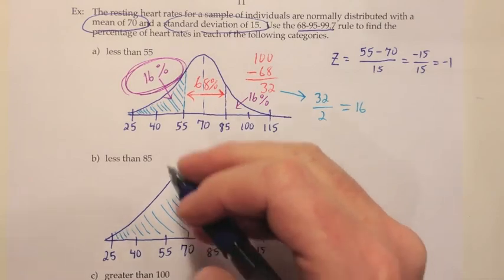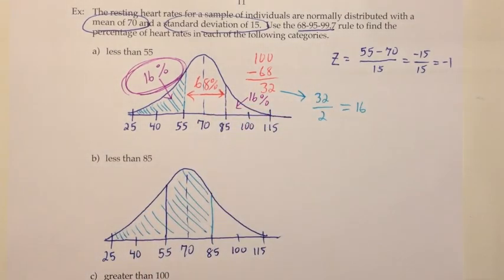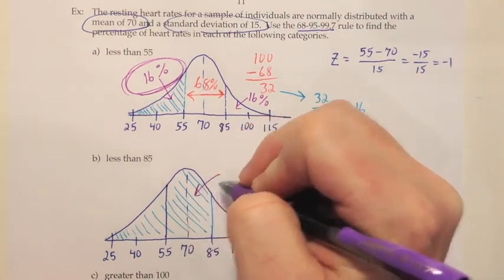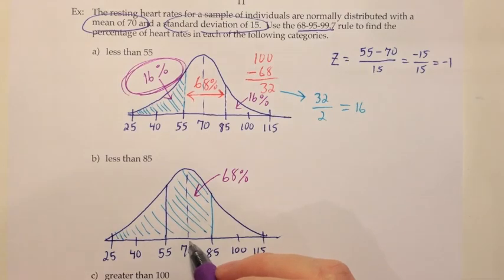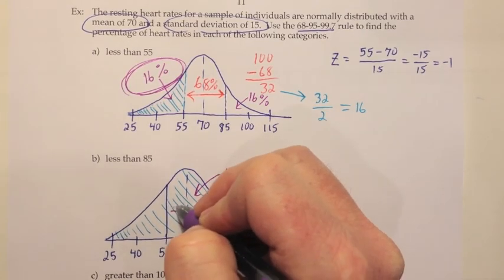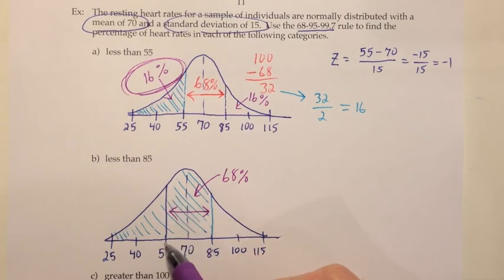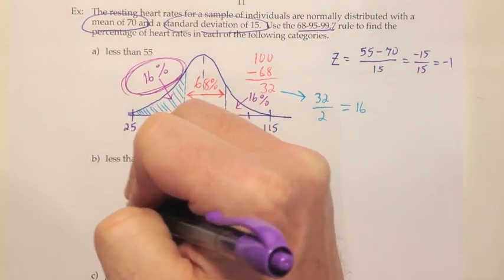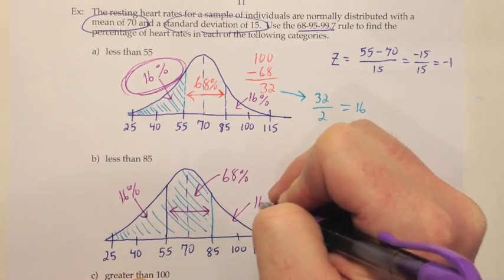If I drew another line at 55 right here, then I already know from the work up above that this area in the middle should be 68%. That's from the empirical rule, and that's the amount of data that's within 1 standard deviation of the mean going both to the left and the right. So that's this section right here. And then we also know from the picture up above the amount to the left of 55 is 16%, and the amount to the right of 85 is 16%.